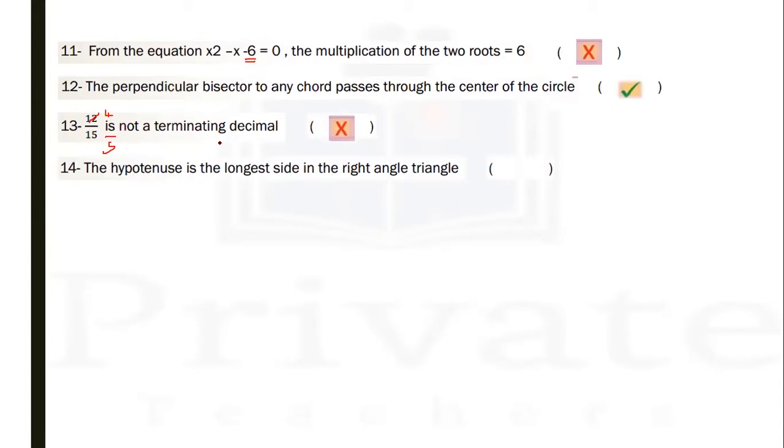The hypotenuse is the longest side in the right angle triangle, and this information is true because in any right angle triangle, we will find that the hypotenuse is the longest one, and this is one of the results in theorem 2 in unit 6.